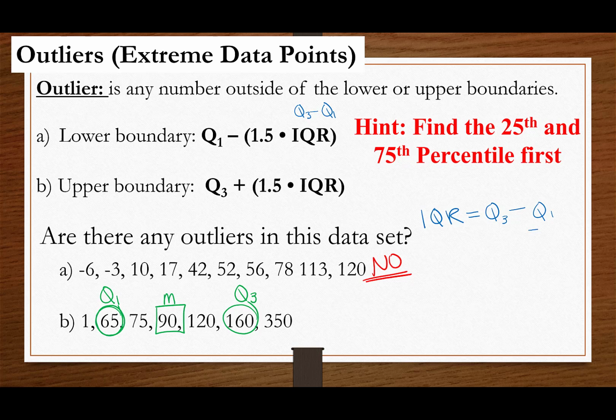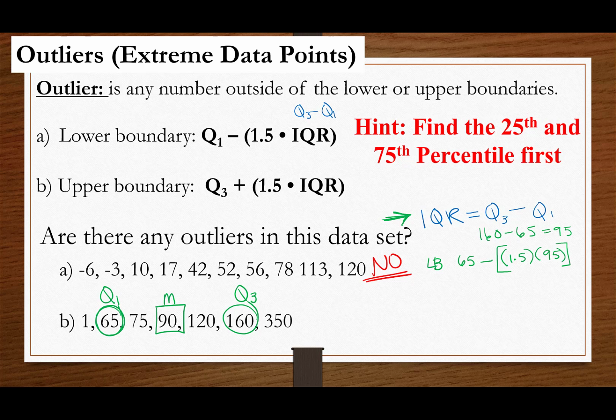Once you have identified those 3 numbers, you need to find the interquartile range, which I have over here on the far right side of the screen. The IQR is quartile 3 minus quartile 1. In this example, 160 minus 65 is 95. Okay, so now we are ready to identify the lower boundary and the upper boundary. For the LB, lower boundary, we are going to start at quartile 1, which is 65, and subtract 1.5 times the IQR, which in this example is 95.